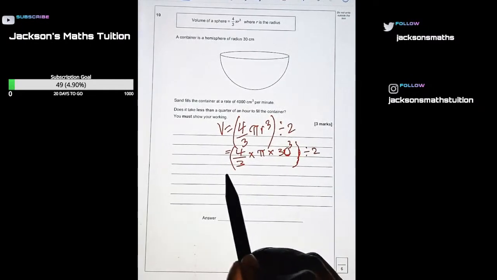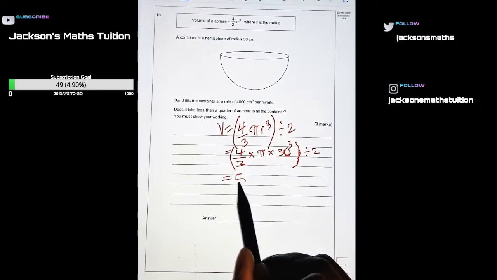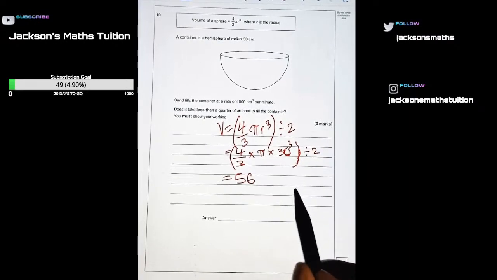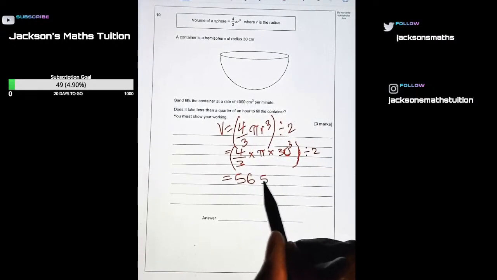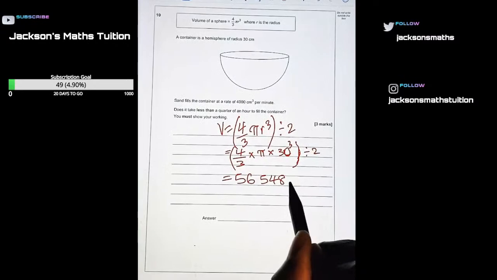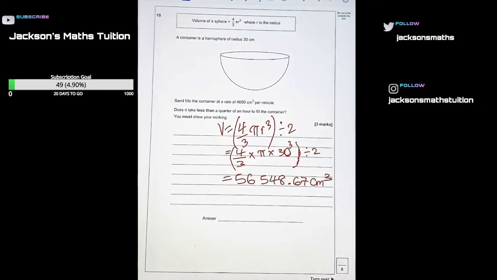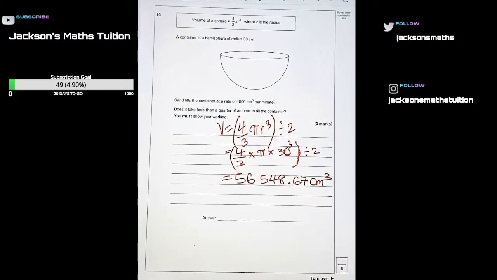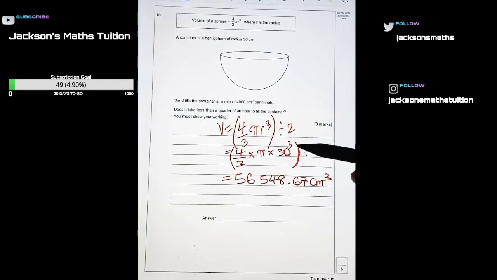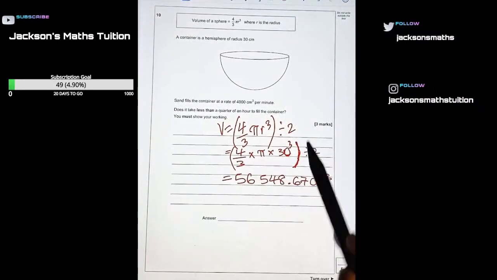And you should be getting 56,548.67 centimeters cubed. Okay? Be sure to use your brackets, just as how I write it down here. Open brackets and put in everything, close the bracket, and then divide it by 2. Or if you have the fraction bar on your calculator, you can use the fraction bar.